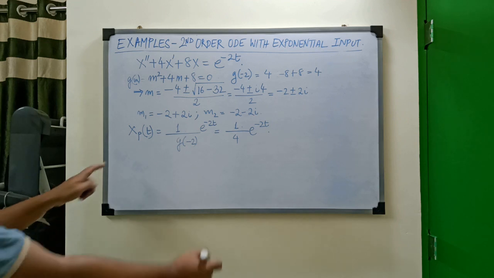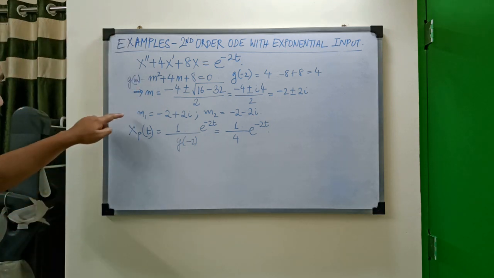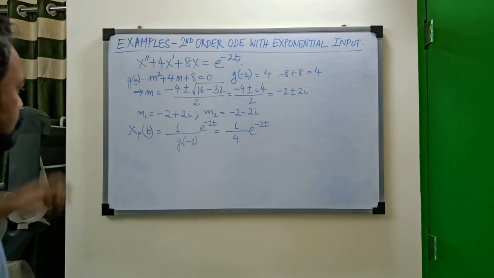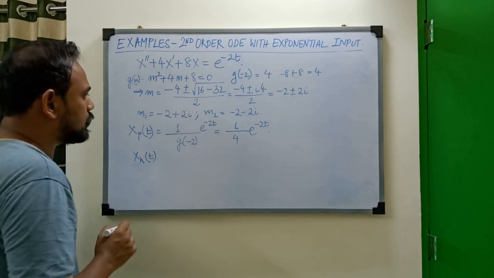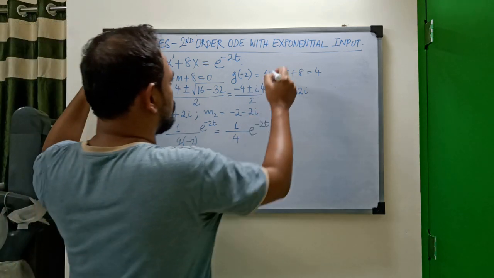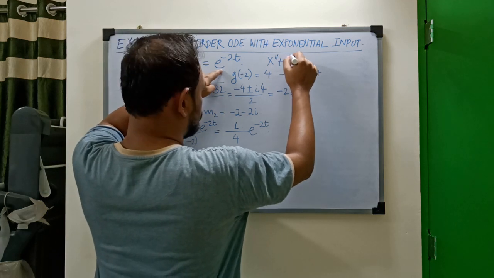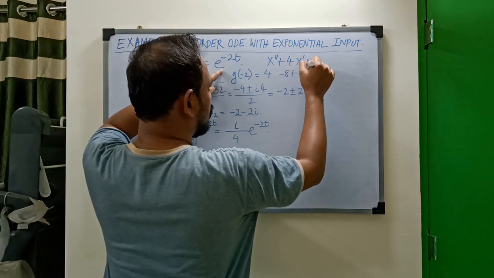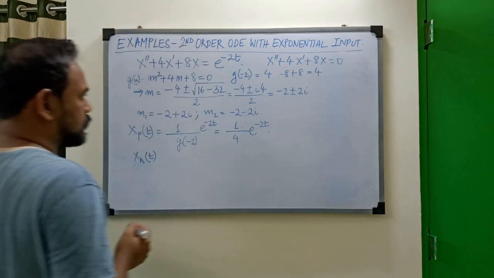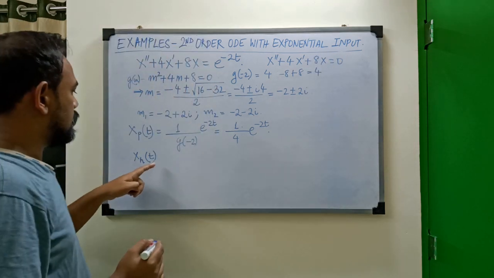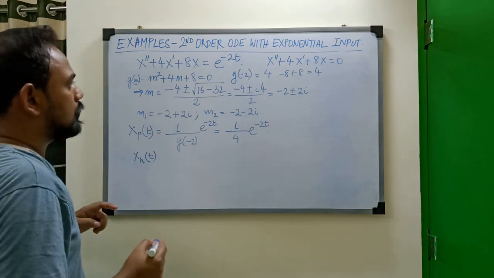Right. So that's the particular solution. Well, what's the homogeneous or the complementary function? What are the two solutions of the homogeneous form of this equation? The homogeneous form is where the right hand side is just 0. That's the homogeneous form.